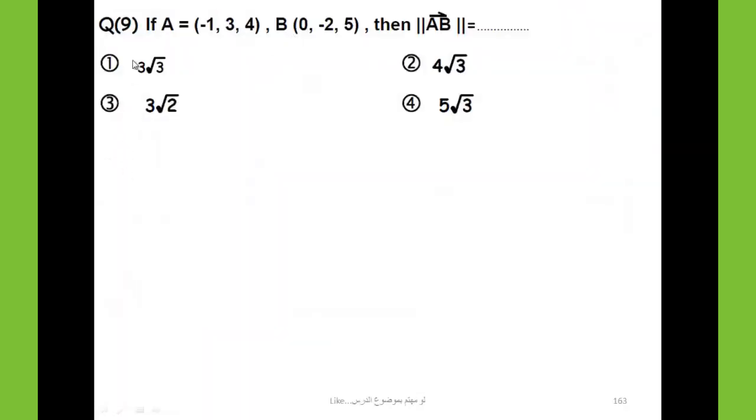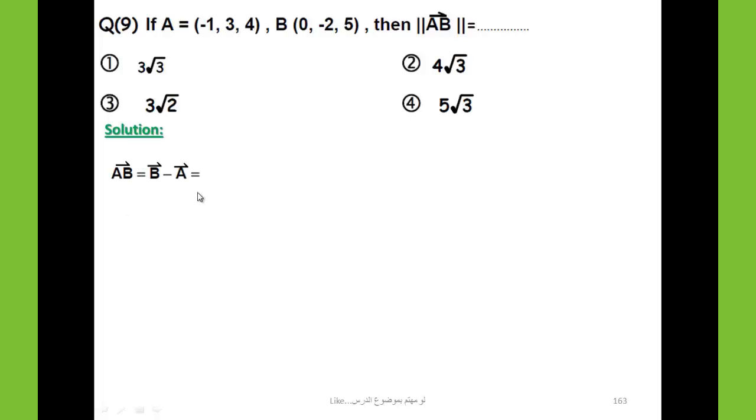Question 9. If A equals (-1, 3, 4) and B is the point (0, -2, 5), then the norm of vector AB equals one of these values. So first we have to calculate AB.